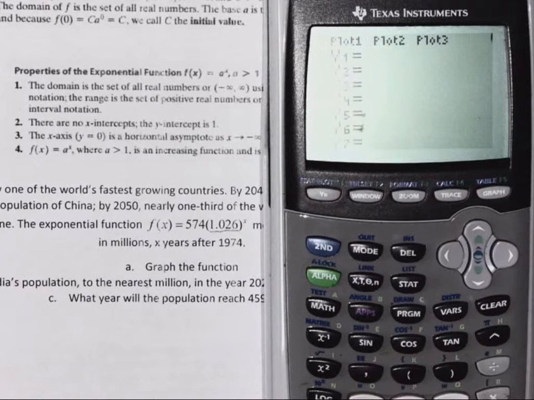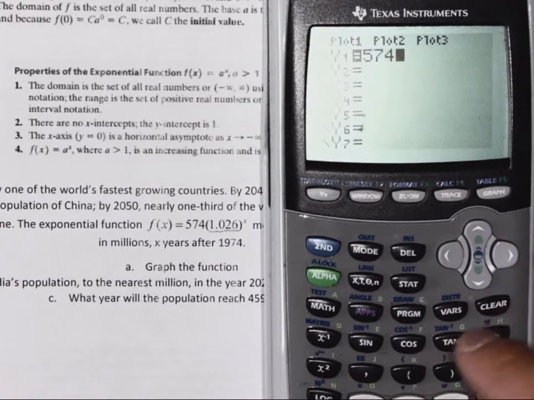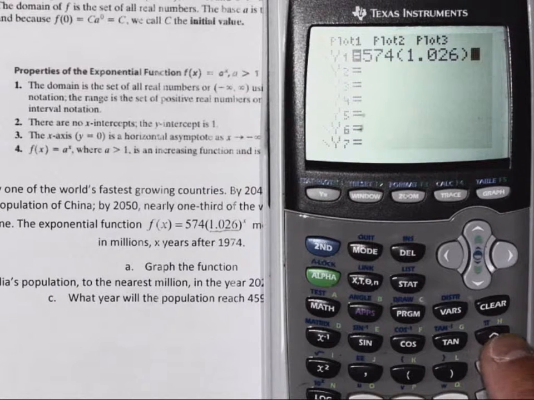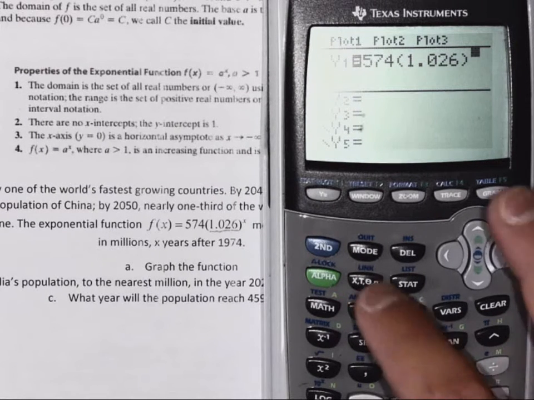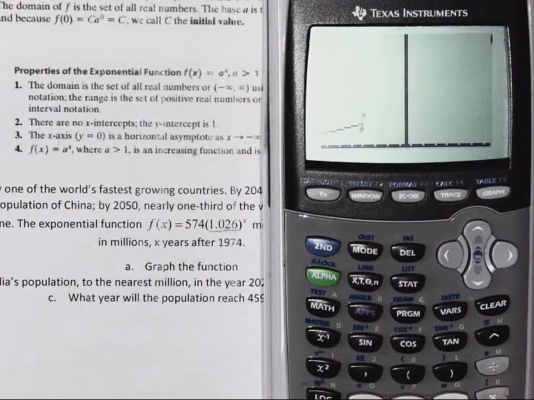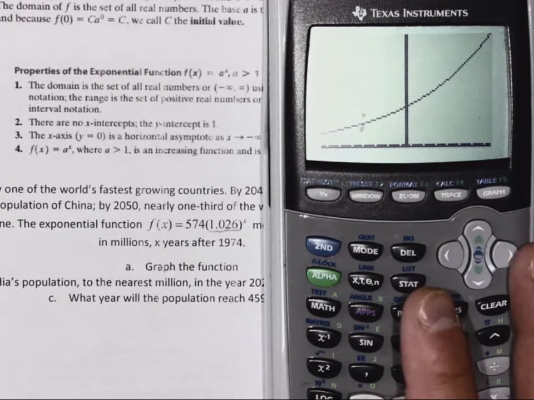We could graph that on our calculator here. If we go to y equals, so 574 times 1.026, and then to do an exponent you're using the caret button, that's right below clear, so to the x. You can definitely see that curved aspect. That certainly looks like exponential growth.